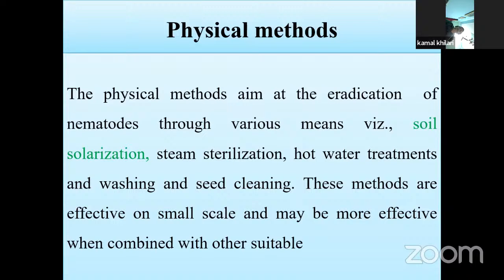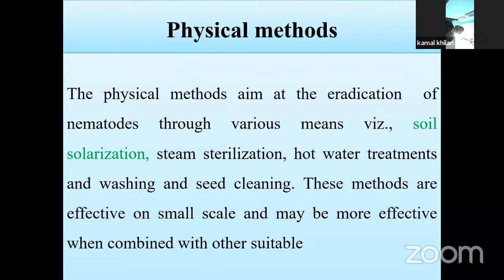By covering the soil with polythene, the temperature may reach up to 50 to 60 degrees centigrade. The nematode structures cannot survive at 50 to 60 degrees centigrade. So with the help of soil solarization, we can make the field free from the nematode. Not 100%, but up to 90% we can manage the nematode with soil solarization.